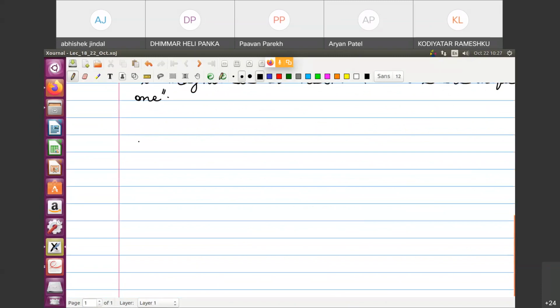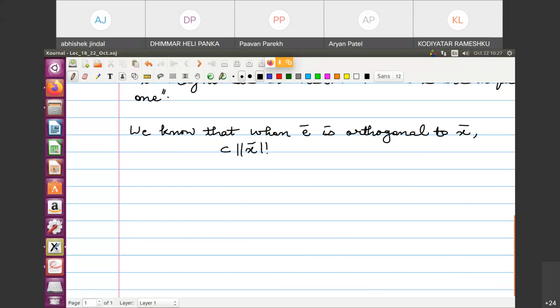Now let us see a few concepts around it. We know that when E is orthogonal to x bar, you can write that C norm of x bar must be equal to norm of G bar cos theta. Now why is this? Let us see it. Suppose this is your G.